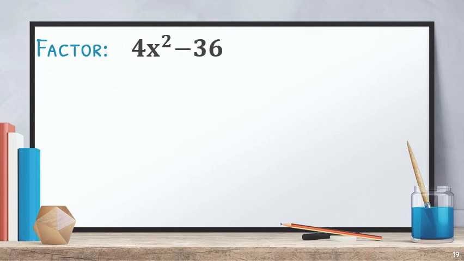Next example, 4x squared minus 36. So again, check if it is a perfect square number. 4x squared is a perfect square term since 4 is a perfect square number and the exponent of the variable is divisible by 2. 36 is also a perfect square number. So let us write it down. 4x squared and 36.